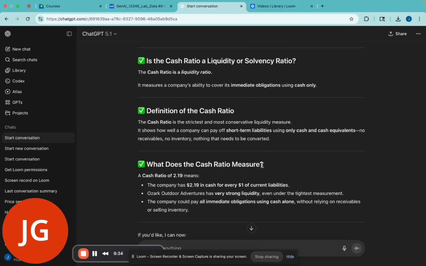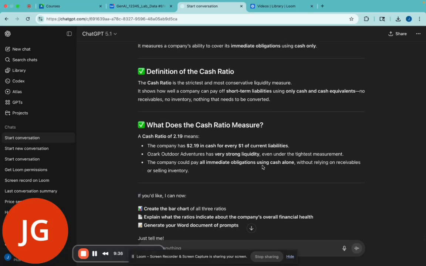And what does this cash ratio mean? The company has $2.19 in cash for every $1 of current liabilities. This states that Ozark Adventure has very strong liquidity even under its tightest measurement. This gives us a brief understanding of the cash ratio as well as the financial position of Ozark at this point in time.